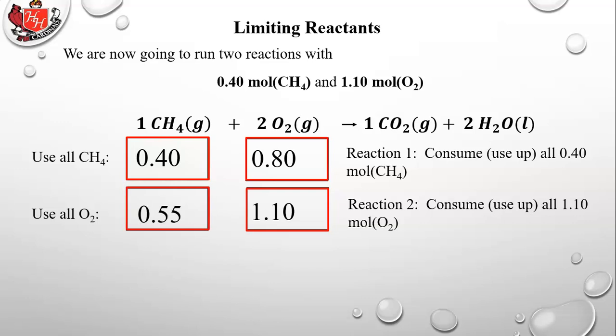If this seemed a little confusing, just remember all the relationships are 2-to-1. The chemical equation is 2 oxygen for every 1 CH4. The use all CH4 is a 2-to-1 relationship, 0.8 to 0.4. And the use all O2 is also a 2-to-1 relationship, 1.10 for O2, 0.55 for CH4. So the second column in all three cases is twice the first column. Okay, now we're going to see which of these reactions will have one of the reactants run out first.